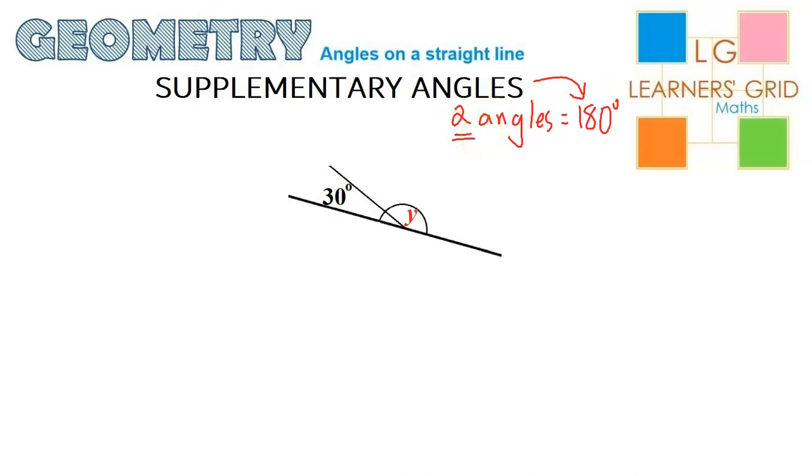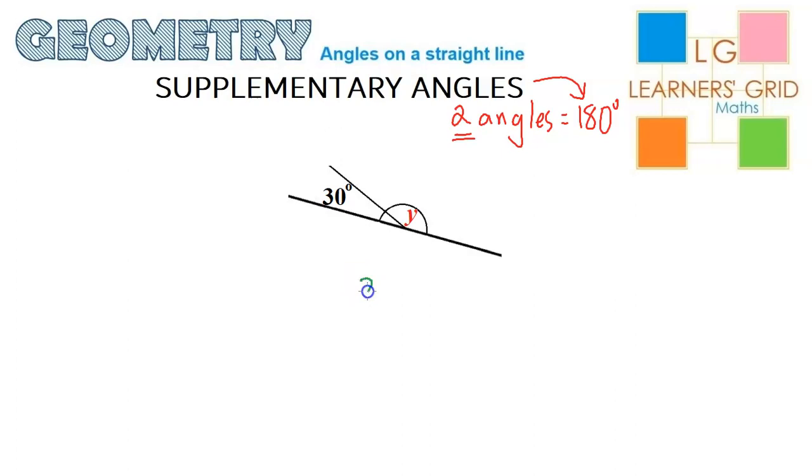And you can see in this particular diagram here, we have our straight line running straight across like that. And off the straight line, we have two angles, one here and one here. So let's have a look at how we can solve this. The simplest way is to create a simple equation.